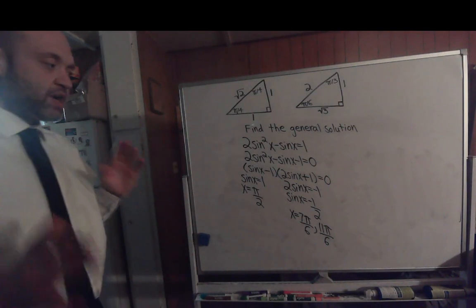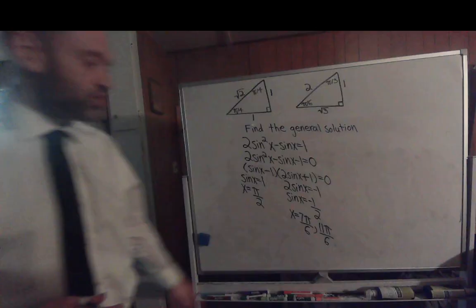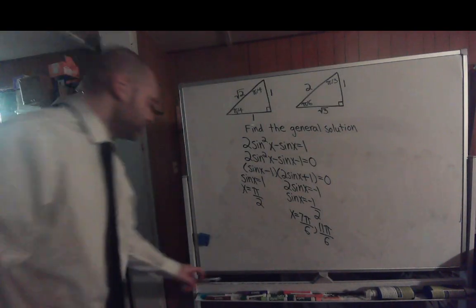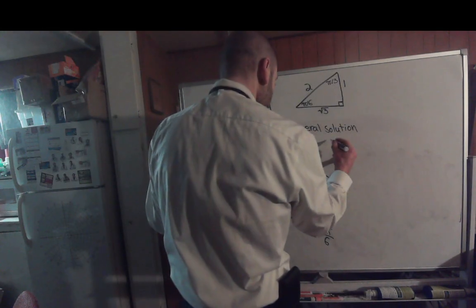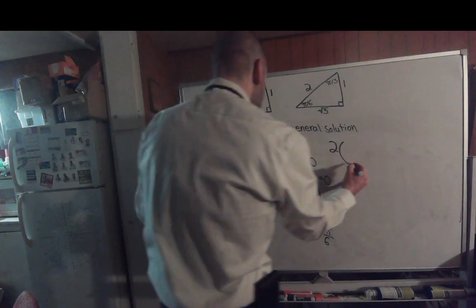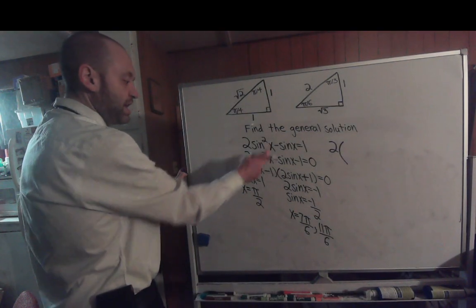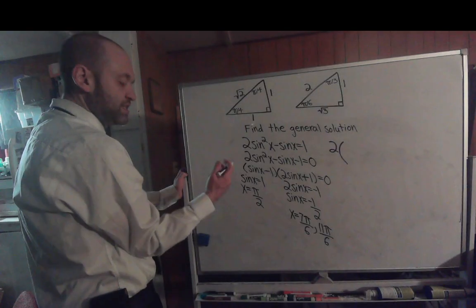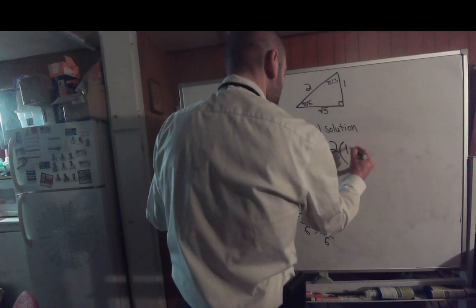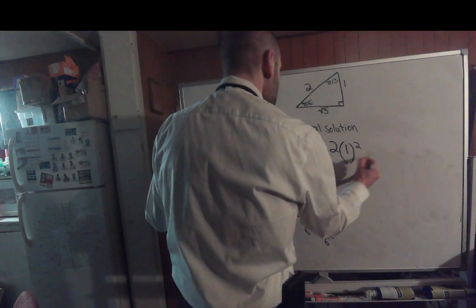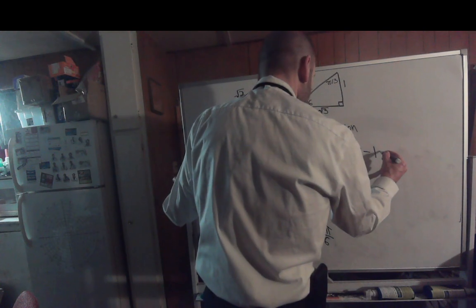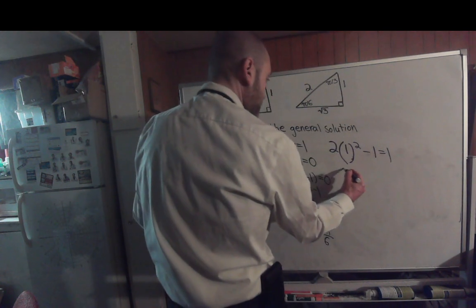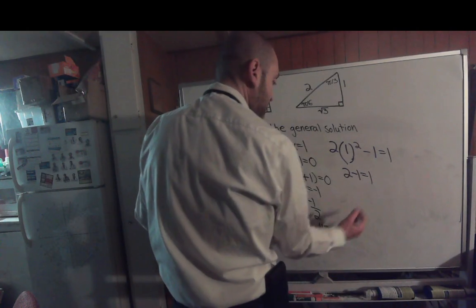But before we write general solutions, let's make sure we don't have any extraneous solutions. So let's verify all of our solutions. 2 times, now what is the sine of pi over 2? Well, that's going to be 1. That'd be 2 times 1 squared minus the sine of pi over 2, which is 1, would equal 1. So you'd have 2 minus 1 equals 1. Well, 1 equals 1, that checks out.